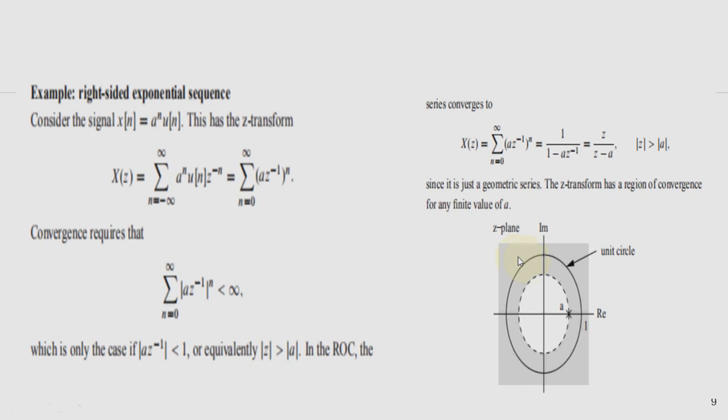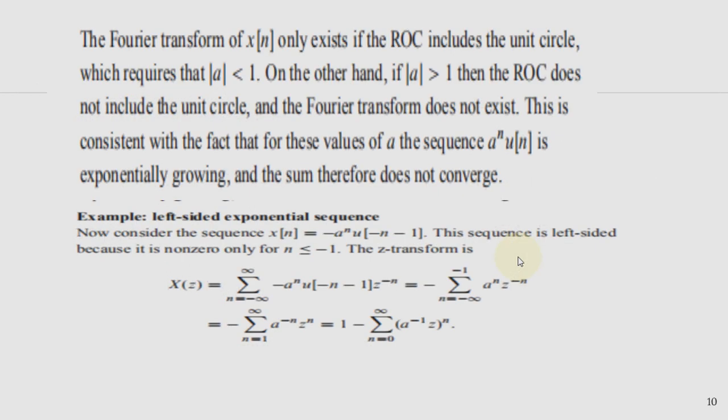So this is the right-handed exponential sequence. So let us consider that the Fourier transform of x of n only exists if the ROC includes the unit circle. So in this example, the Fourier transform exists, which requires mod of a is less than 1. But if mod of a is greater than 1, then the ROC does not include the unit circle, and in that case the Fourier transform does not exist. And this is consistent with the fact that for these values of a, the sequence a raised to n u of n is exponentially growing, and the sum therefore does not converge.